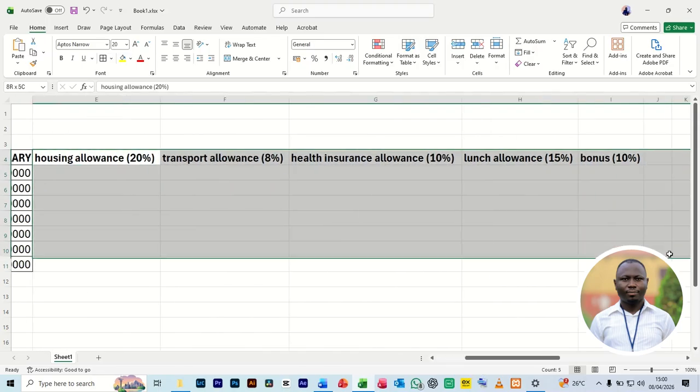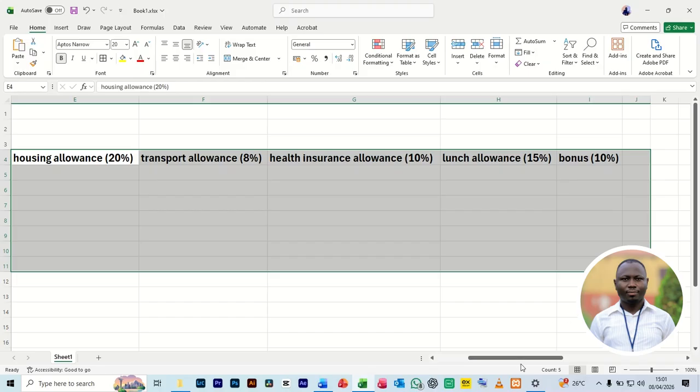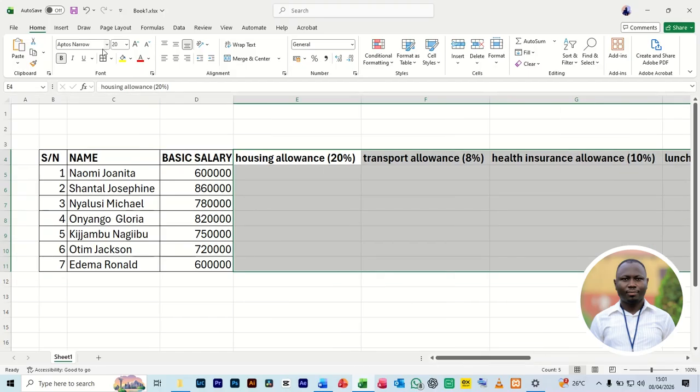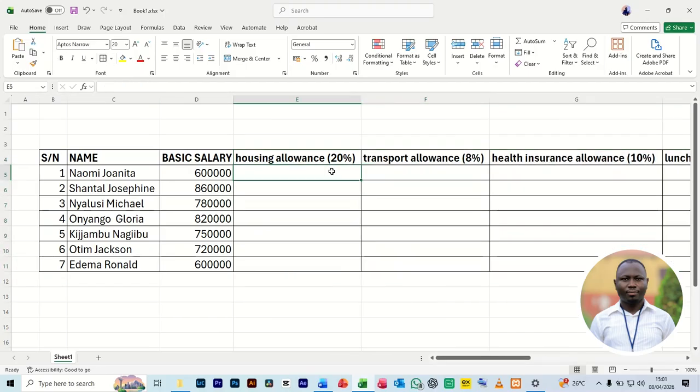So I'm going to put a border around our work like this. Let's see, yeah. And then they are saying housing allowance is 20% of the basic salary. Housing allowance.